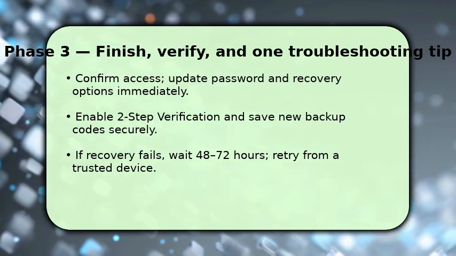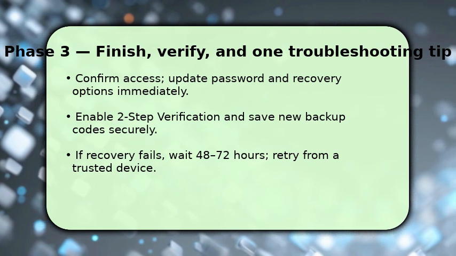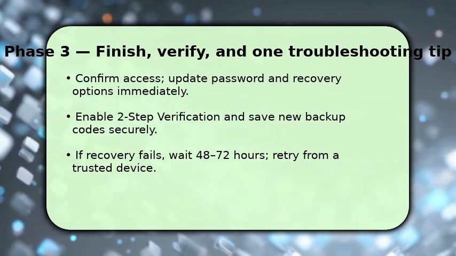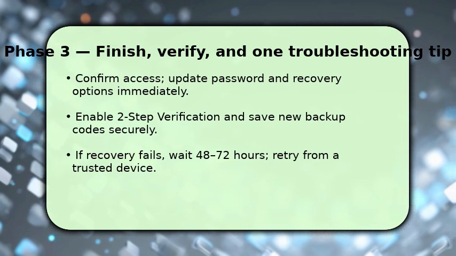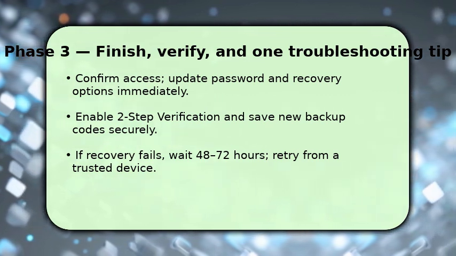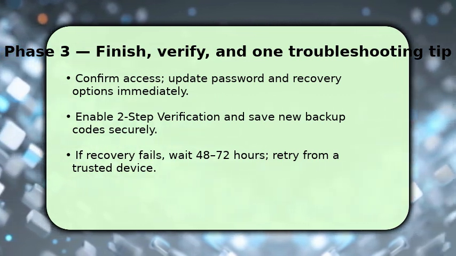If recovery fails, don't keep repeating random attempts. Wait 48 to 72 hours and retry from a known device and network. This reduces automated flagging. If still blocked, use Google's appeal.